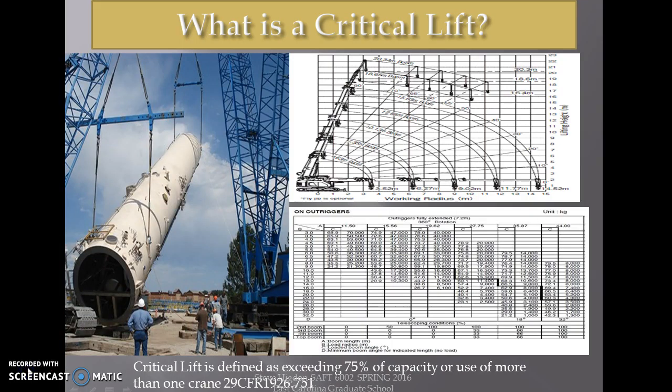So what is a critical lift? OSHA defines a critical lift as any lift that exceeds 75% of the rated capacity of the crane. You can determine the capacity of the crane by measuring from the center pin of the turntable on a crane to the center of the load. Anything that is over 75% or uses 2 cranes is considered a critical crane lift.